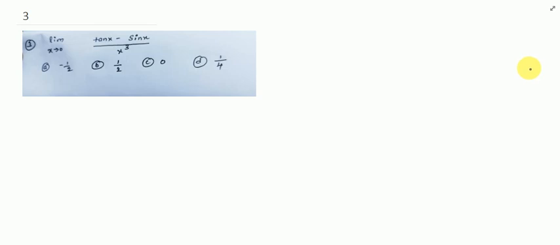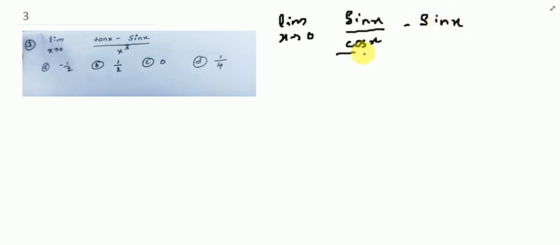Let's move into the next problem. Limit of x tends to 0, tan x minus sin x divided by x cube. Okay, again limit of x tends to 0, tan x is sin x divided by cos x, minus sin x, divided by x cube.